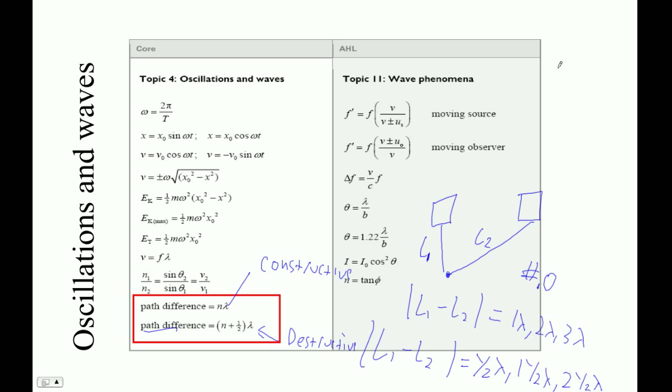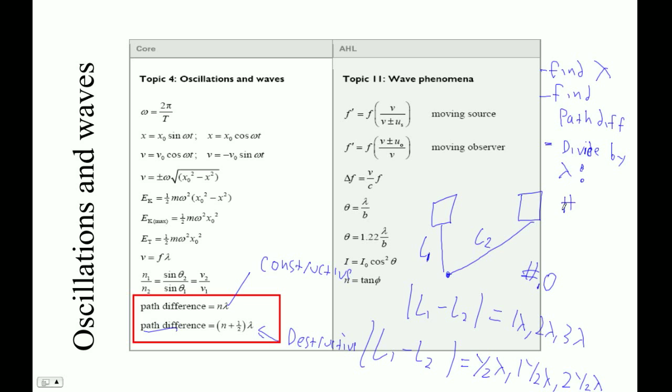Okay, so for these types of problems, the first thing you want to do is find lambda, if you have to. Find the path difference, right? Divide by the wavelength. I did this today too. Divide by lambda, and then think about it, right?